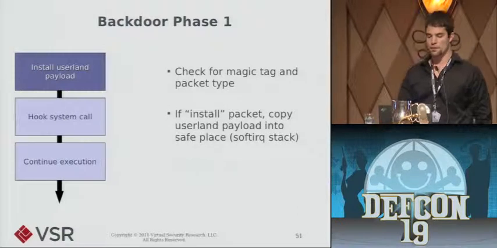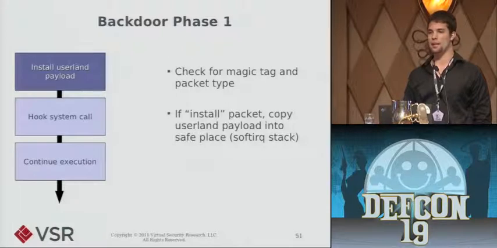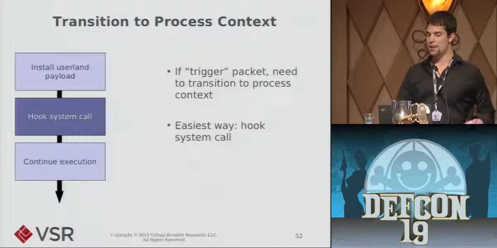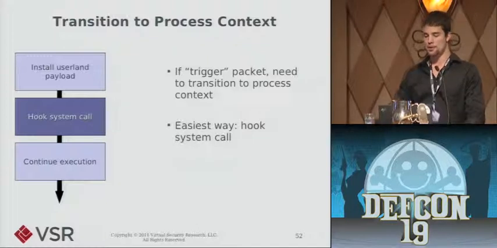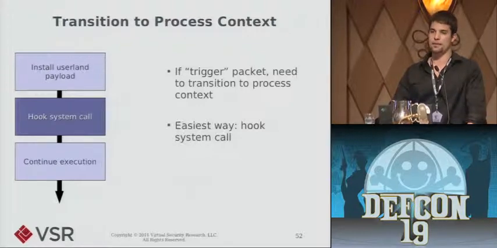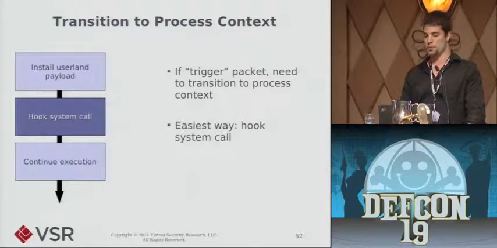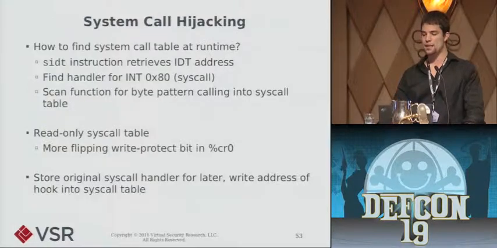So for the first phase, we check the magic tag when we receive an ICMP packet, and if it's an install packet, then we'll just copy the payload that's in the packet into a safe place, and we're going to keep using the SoftIRQ stack as a good place to store stuff. If we get a trigger packet, then we need to make that transition to process context. And in my opinion, the easiest way to do so is to hook a system call, because whenever a process calls a system call, it will then be executing kernel code in process context, which is where we want to be. How to do this, it's been done before.